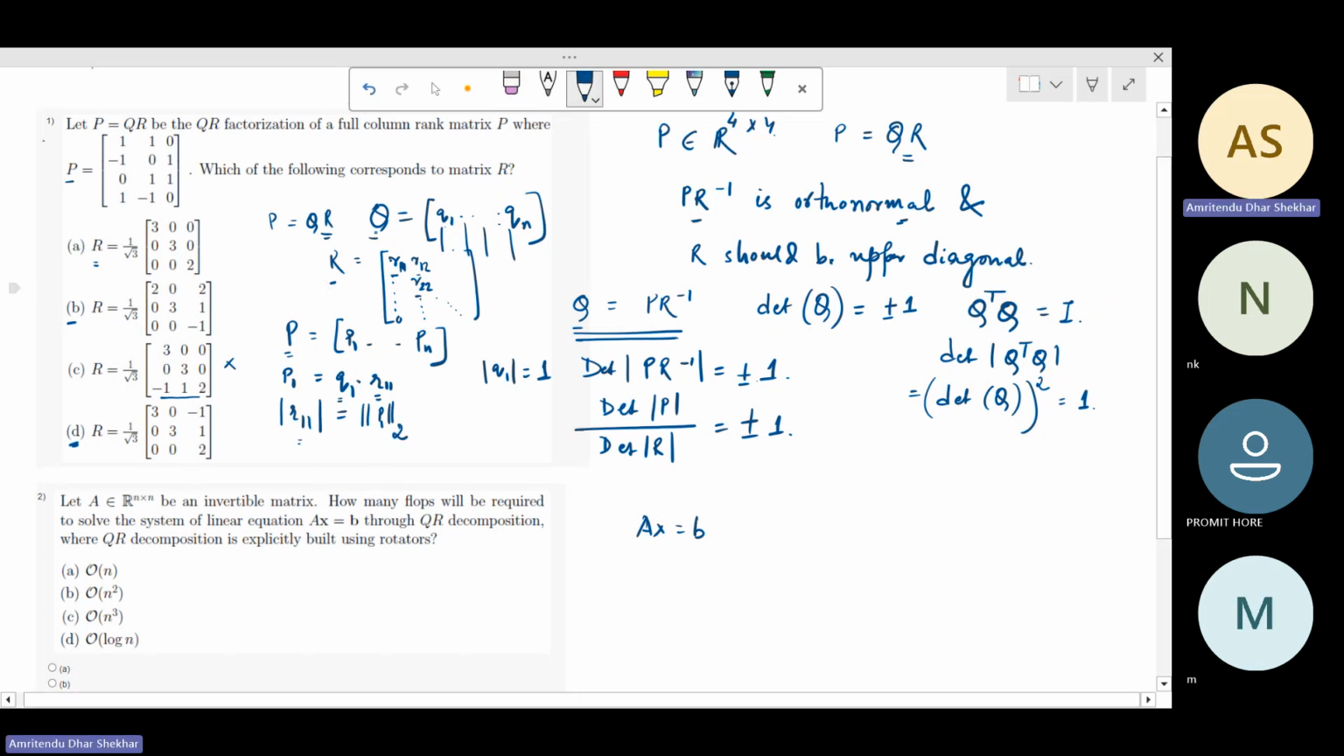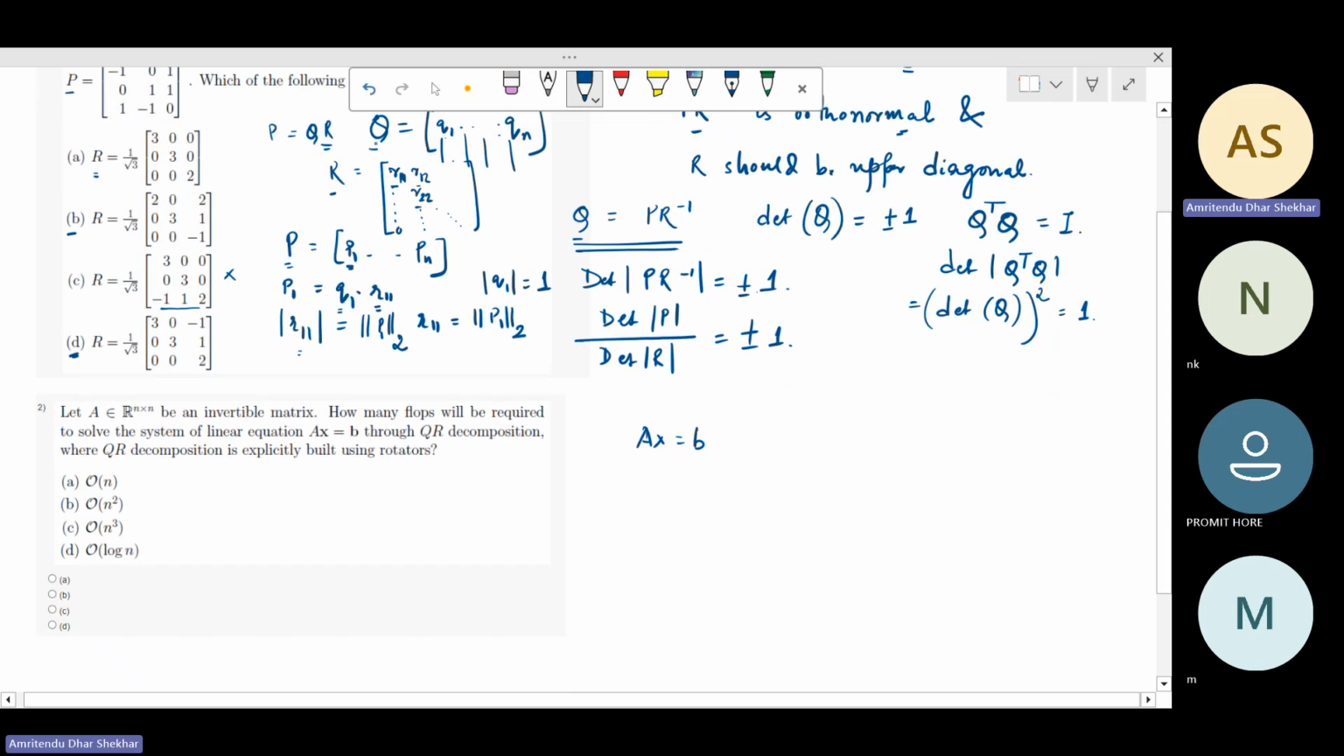Now R11 is positive because you want this restriction that all the diagonal elements should be positive. So you have basically found R11. R11 is equal to the norm of this P1. Okay.